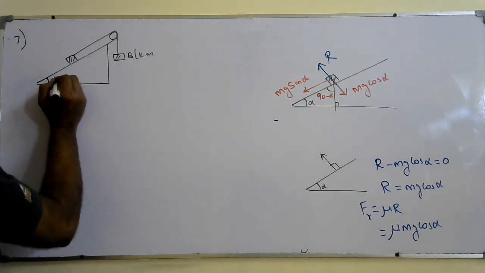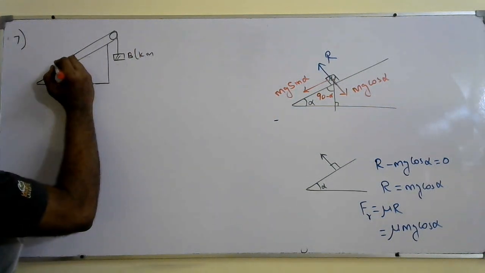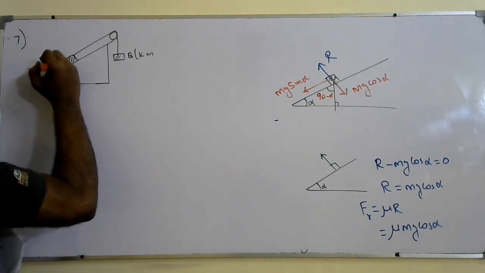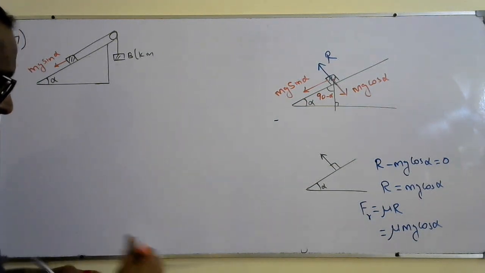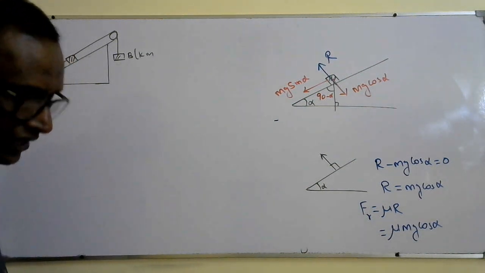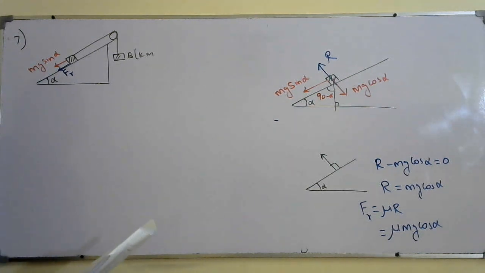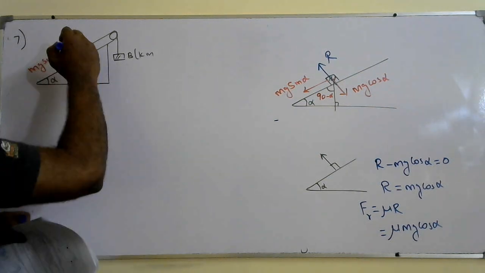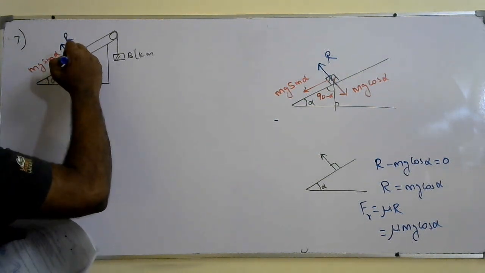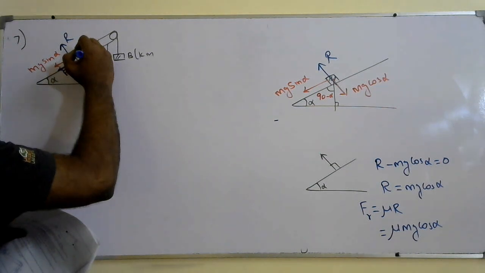Okay, so this is alpha. How many forces are acting on it? As I showed here, there will be a component of the weight acting this way, mg sin alpha. A moves up, meaning the friction will act down. So friction is acting in the downward direction. The normal reaction will be in this direction, R. The component of the weight will be this way, mg cos alpha. And there will be tension pulling the object upward.